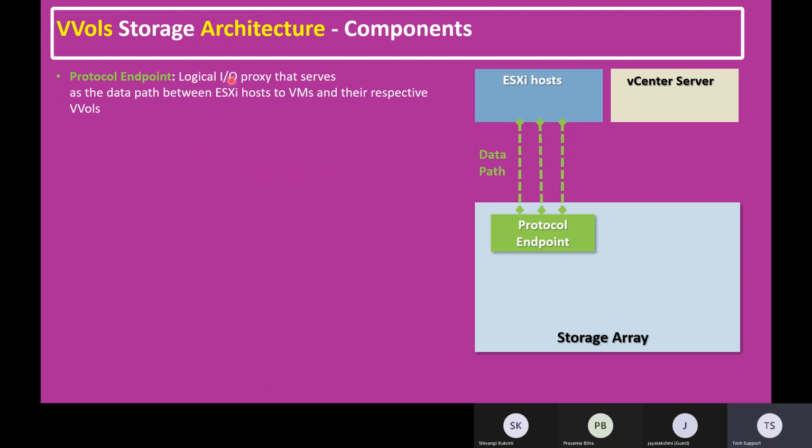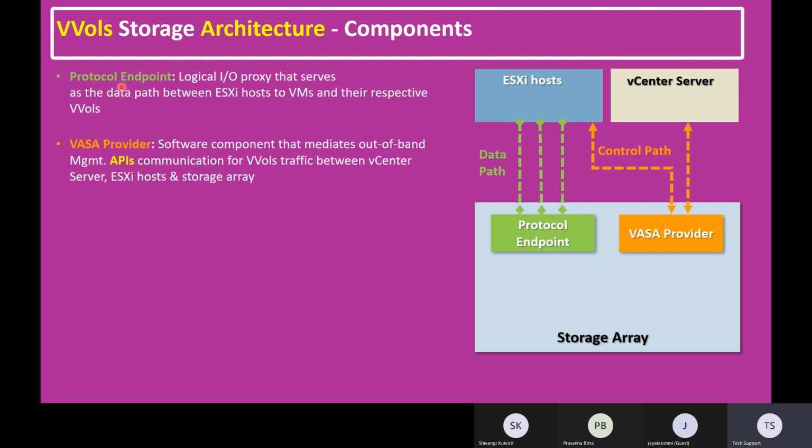Logical IO input output proxy that serves as a data path between ESXi host to virtual machine and their respective vVolume. So all the virtual machine respective vVolume comes under the storage array only. So this connectivity data path is taken care by protocol endpoint. Okay. Now how can we control this storage?